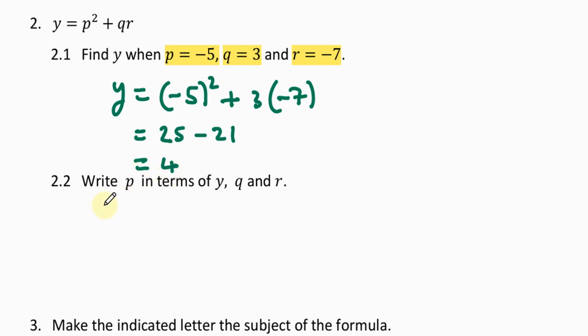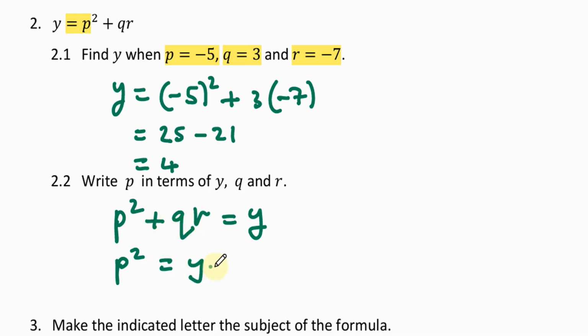Then in 2.2, we need to make p the subject. So p. Now, p is on the right-hand side here, so we can first flip the equation. So we get p squared plus qr equals y. We want p to be alone on the left-hand side. So since we are adding qr on the left-hand side, we can subtract it on the right-hand side.